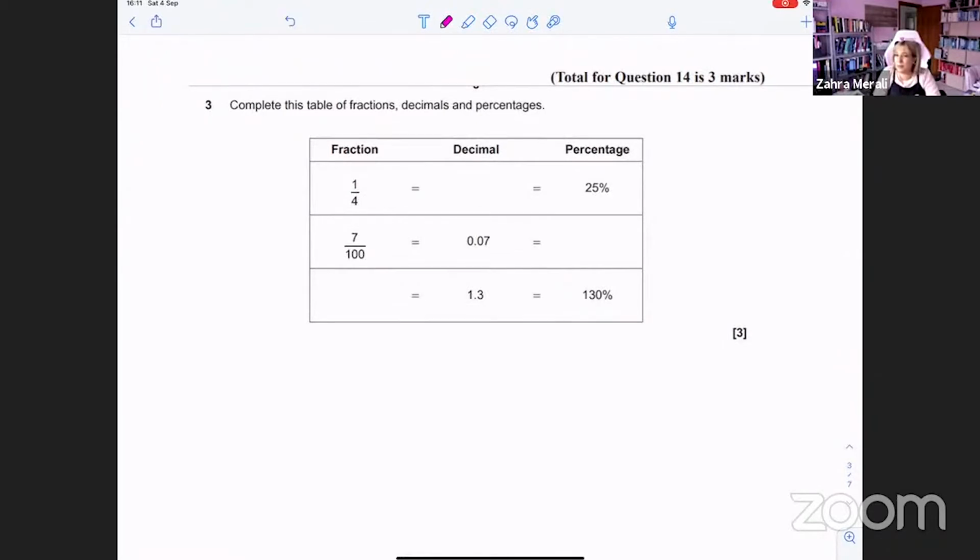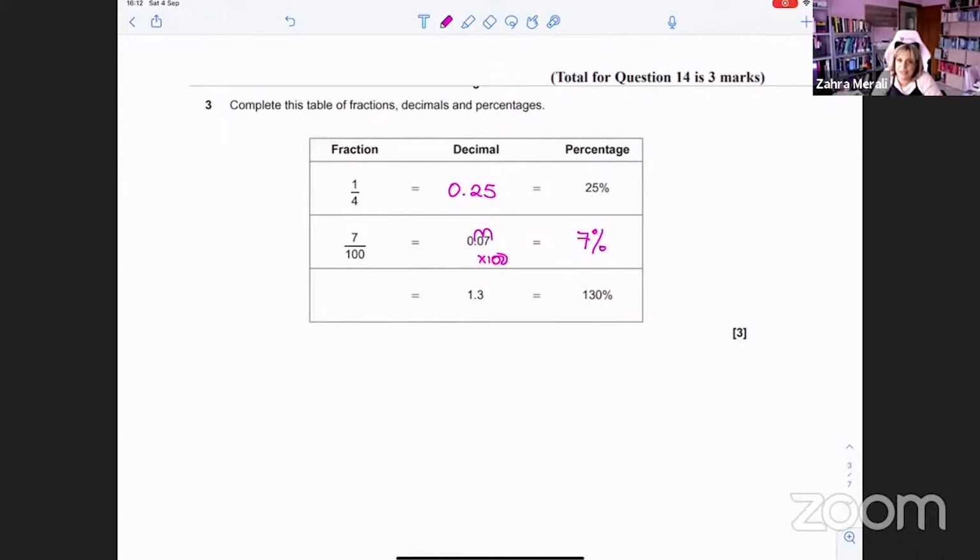Okay. Here we've got a little table where we're going to convert from fraction to decimal to percentage. Some of these you probably know, but let's think about how we go about doing it. If we've got the percentage, it's really easy. We divide that percentage by 100, so move the 2 decimal places, and it gives us the decimal. So we get 0.25. The next one, we have the decimal. To go to the percentage, we times by 100. So we're moving it 2, and we get 7%.